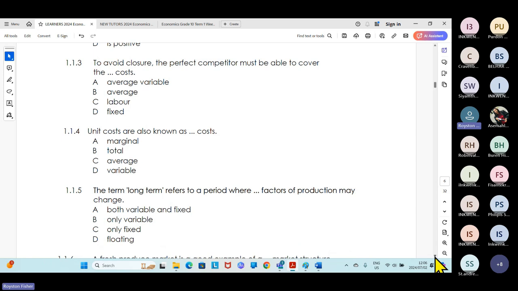Now we are moving on to number 3. To avoid closure, the perfect competitor must be able to cover the cost. So what cost? A is average variable cost, B is average cost, C is labor costs, D is fixed costs. And your answer there would be Bauerhuis is correct, and that is A, which is your average variable cost.